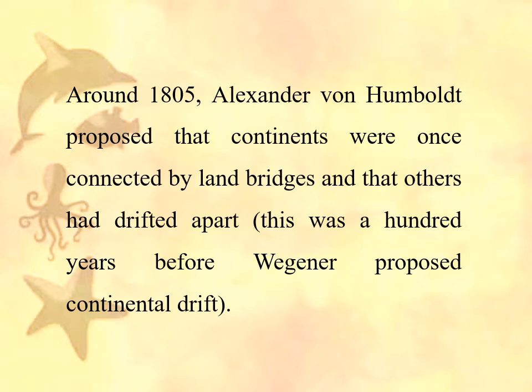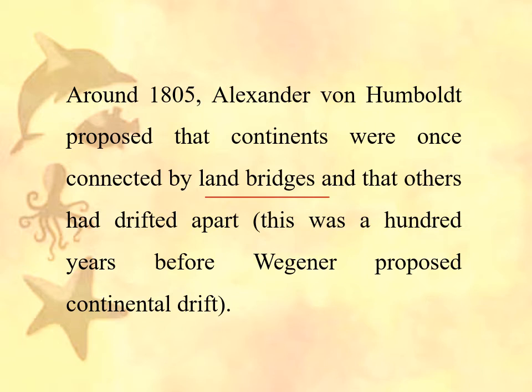Around 1805, Alexander Humboldt proposed that continents were once connected by land bridges and that others had drifted apart. So Humboldt wondered how those continental organisms moved from one continent to another. There must be a bridge, because nowadays we can see that the continental landmasses of Australia and Antarctica are distinctly separated by the huge Antarctic Ocean. So how do organisms move from Australia to Antarctica, or the reverse? Humboldt believed that there must be some kinds of bridges through which organisms can move from one place to another.